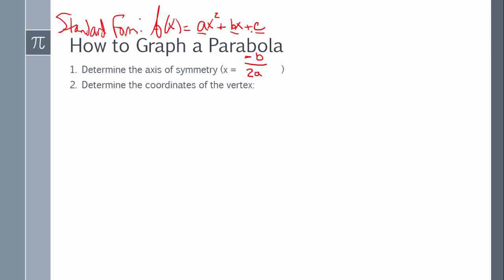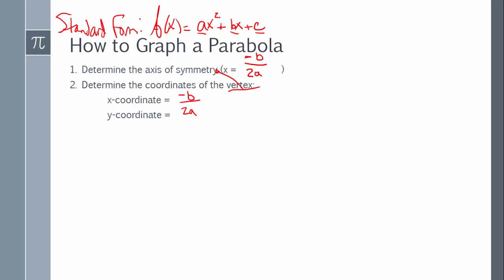The next thing we're going to do is figure out where the vertex is. The x-coordinate of the vertex, good news for you, since the vertex intersects at the axis of symmetry, is going to have the same value for its x-coordinate, negative b over 2a. So once you do that arithmetic, you actually get a 2-for-1 here. Not only do you get the equation of your symmetry line, you also get the x-coordinate of your vertex.